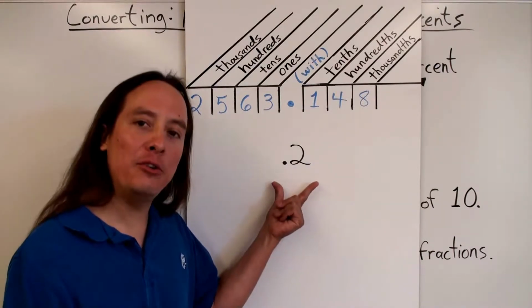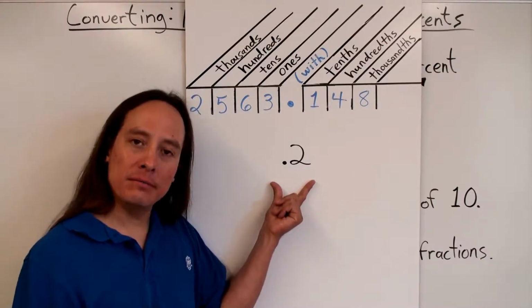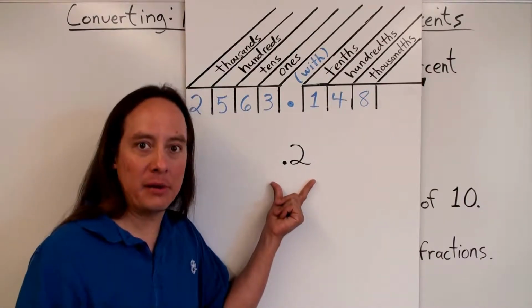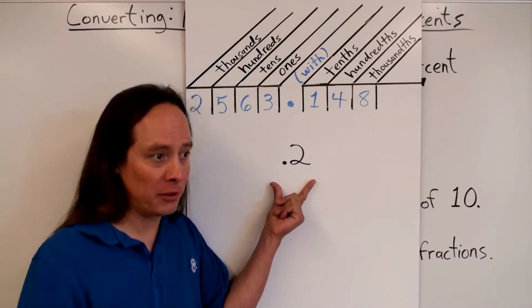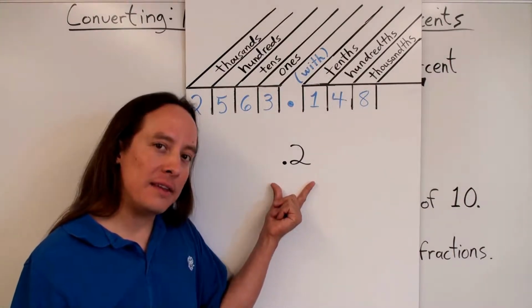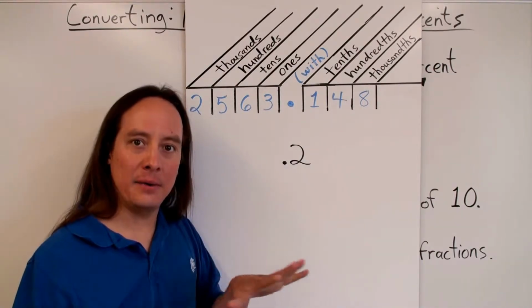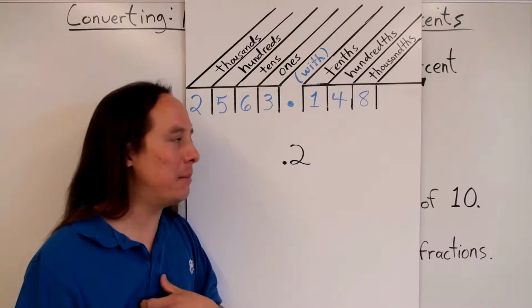I asked my students, how would you say this amount? A lot of my students just say 0.2. And that's very understandable. I mean, everybody knows what that means, 0.2. You put the point, you put the 2 after the point. Now I ask my students, can you say this without saying point? And that's where they kind of say, well, I don't know, I forget, I don't remember.